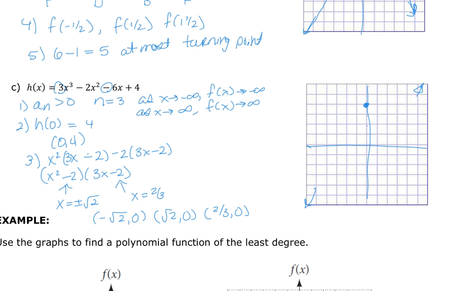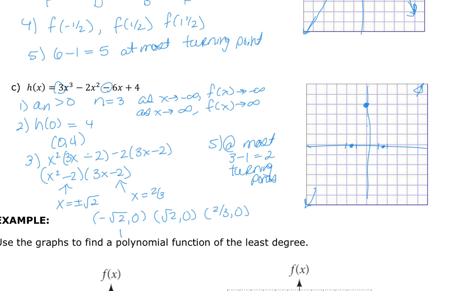Going on to number 5, there are at most 3 minus 1, which is 2 turning points. Square root of 2 is bigger than 1, but less than 2. So here is 1 and here is 2. So the square root of 2 is somewhere in here. Negative square root of 2, if this is negative 1 and this is negative 2, is somewhere in there.